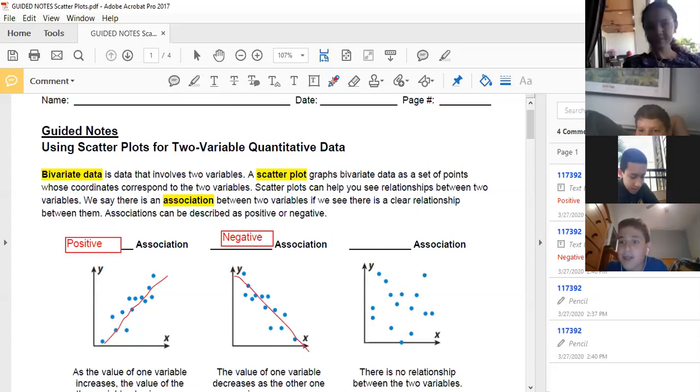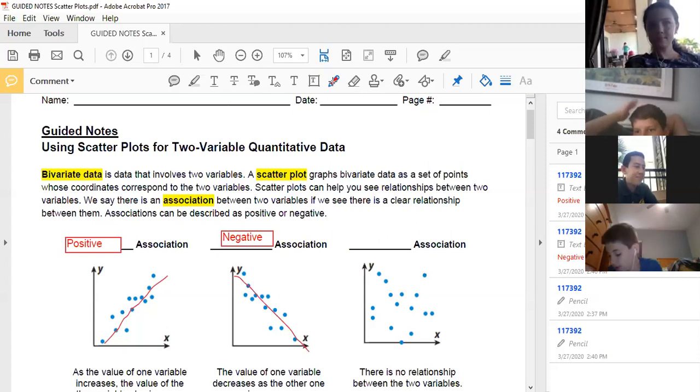The more missed shots you have in a basketball game, the less points you have. There you go. That's a more-less relationship. That's an example of negative. Avery, the less you sleep, the more your mom gets annoyed at you and tells you that you're grumpy. Yeah, there we go.